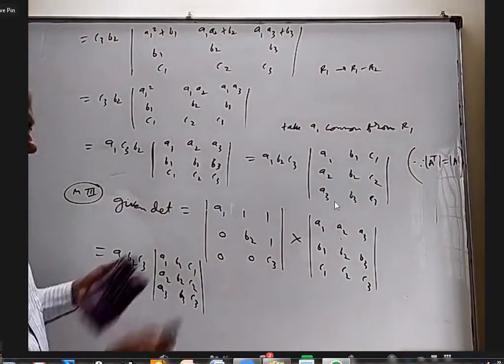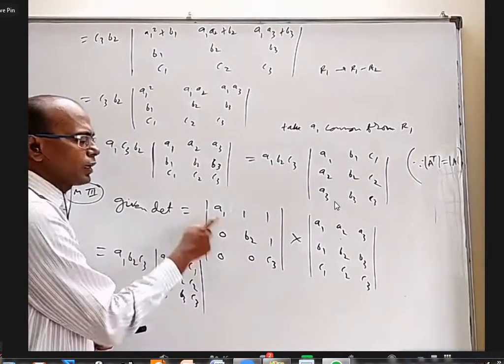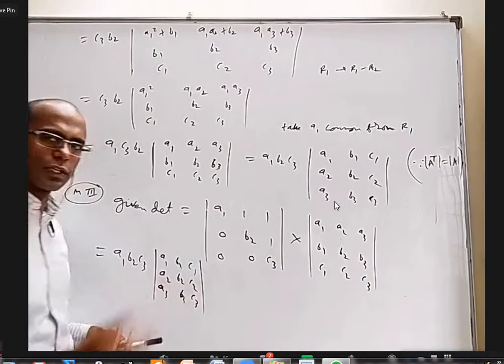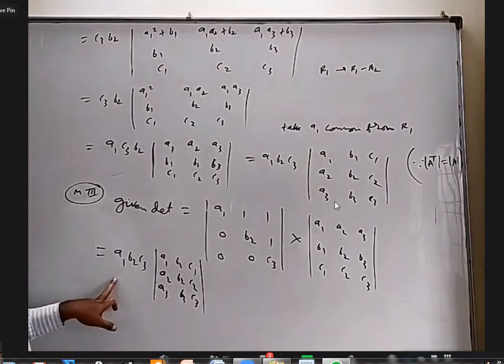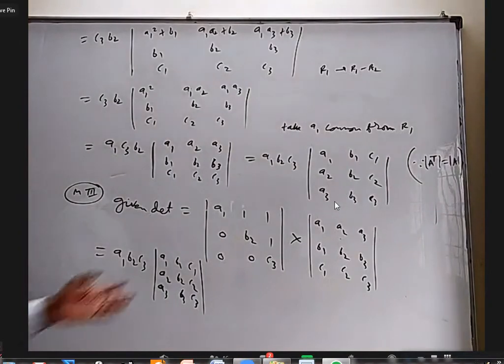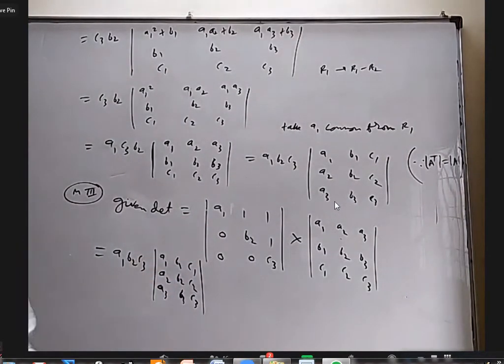Even if we expand normally, A1 into what will come? B2, C3 minus 0. 0 into anything is 0, nothing to write. So that is the determinant of this. This one I transposed to get the answer. That's it. We got it in 2 steps only, right? I don't have to write big expressions.